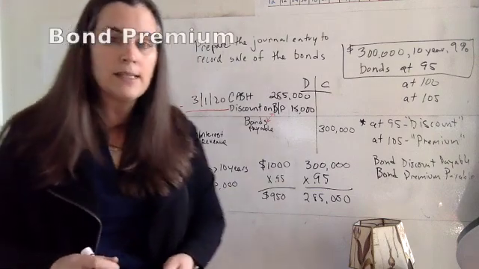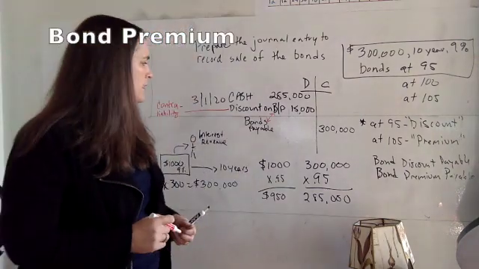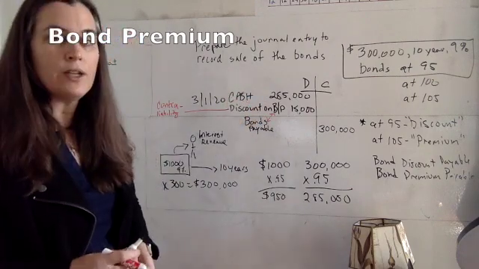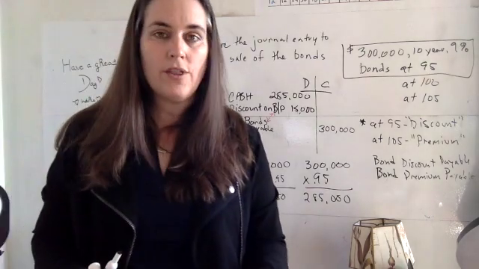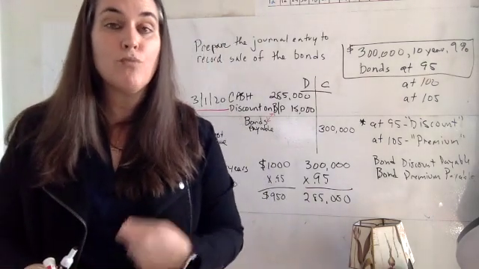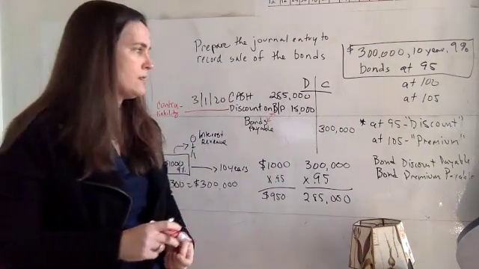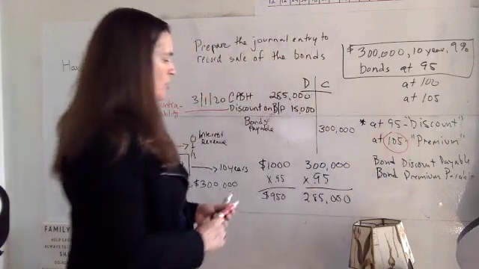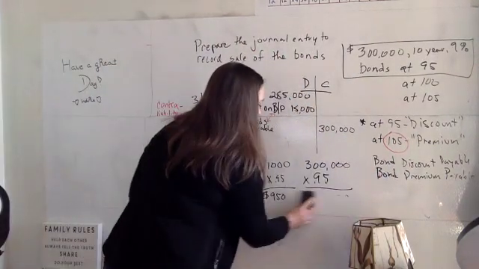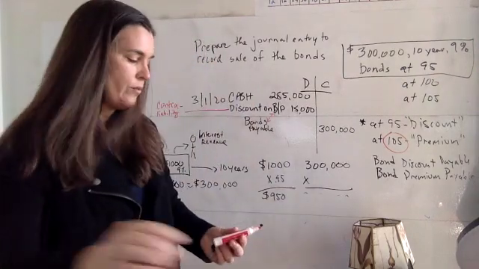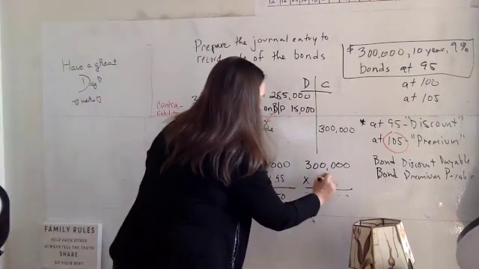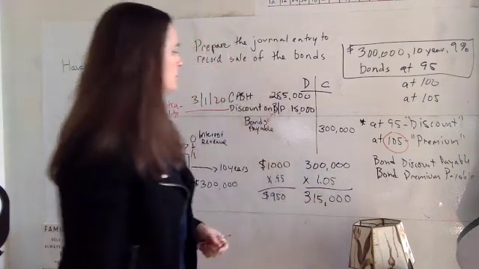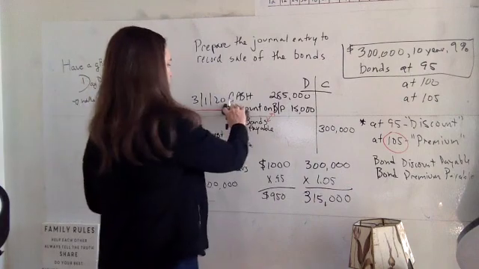A premium would be similar. A premium is going to be, we're going to have to reverse debits and credits. A premium means that someone is willing to spend more than the face amount because our rate of interest is more attractive than what is in the marketplace. So let's take a look at the 105. If we took $300,000, and I'm going to erase this amount down here, we could do the math like this. 1.05 is $315,000.